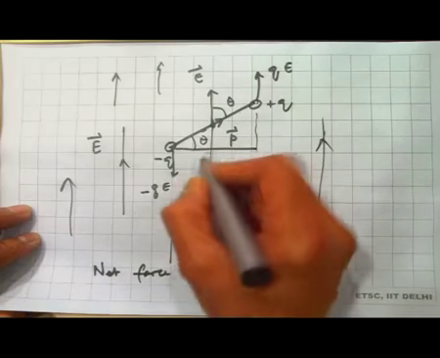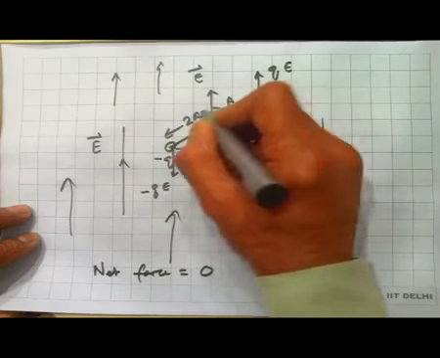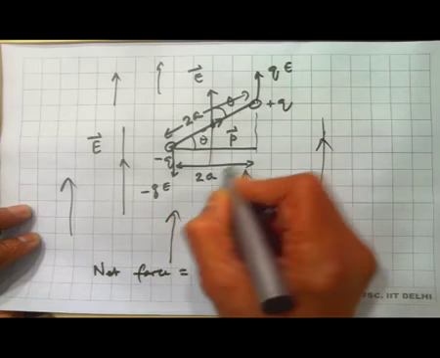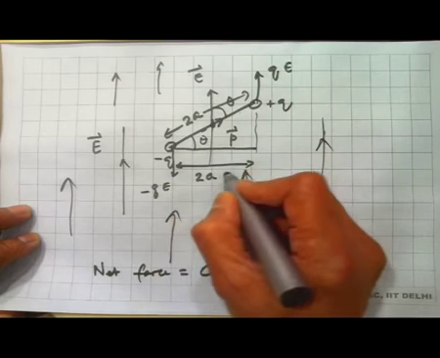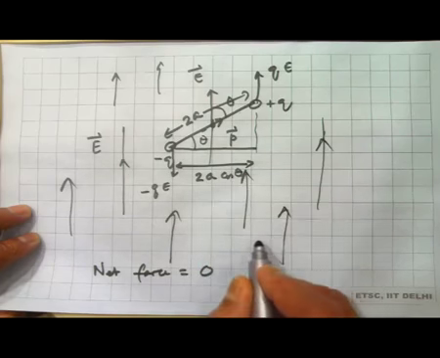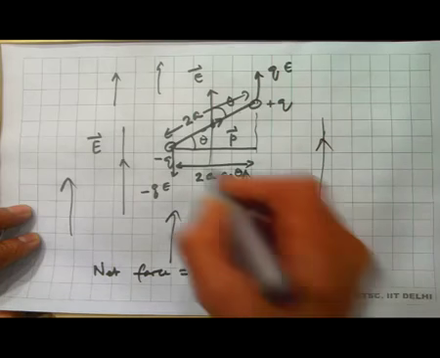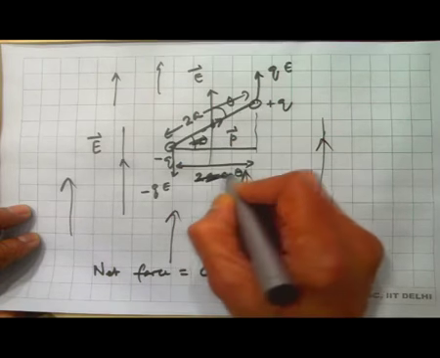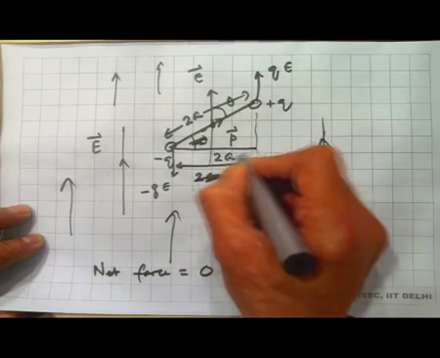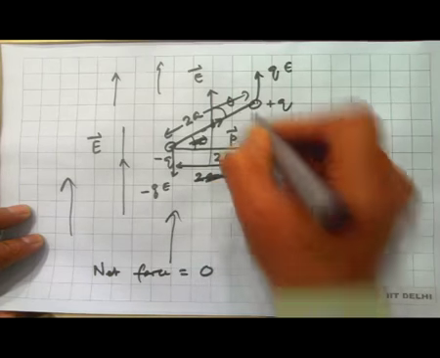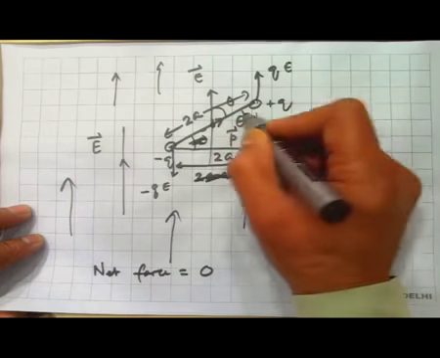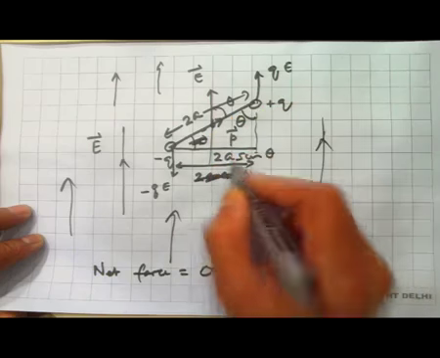So, this distance I have called 2a. Sorry, this is not theta. So, this is 2a sin theta. This angle is theta, this angle is theta. These are two opposite angles here, theta and theta. So, this is 2a sin theta.